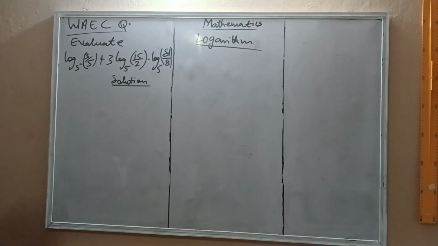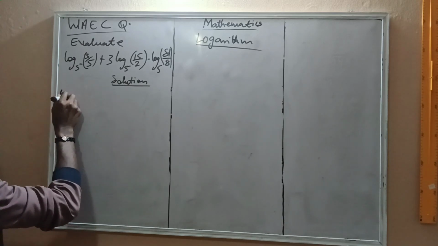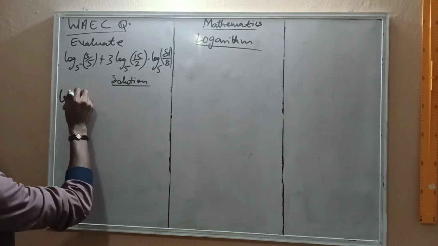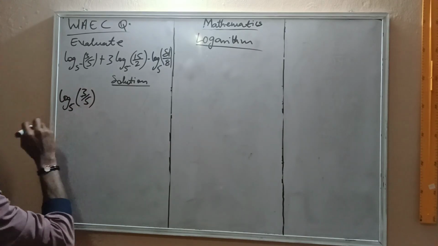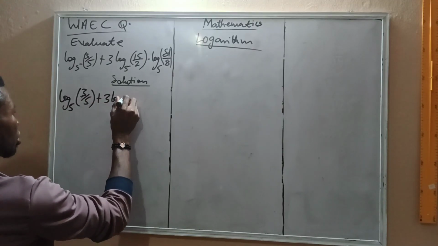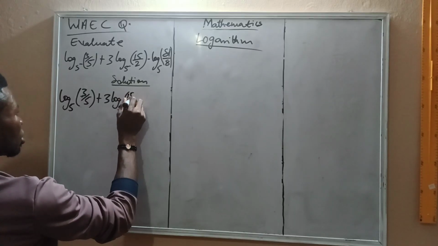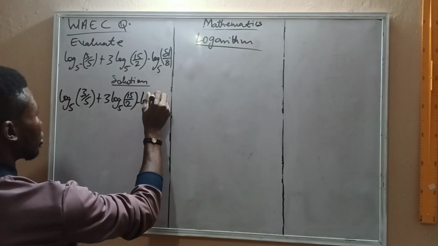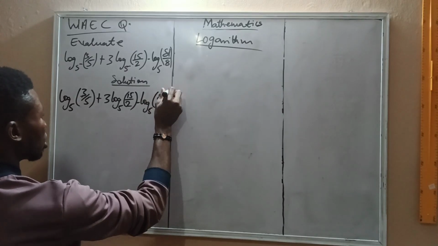Now the question says, evaluate log to the base 5 of 3 over 5 plus 3 log to the base 5 of 15 over 2 minus log to the base 5 of 81 over 8. Log to the base 5 of 3 over 5, plus 3 log to the base 5 of 15 over 2, minus log to the base 5 of 81 over 8.